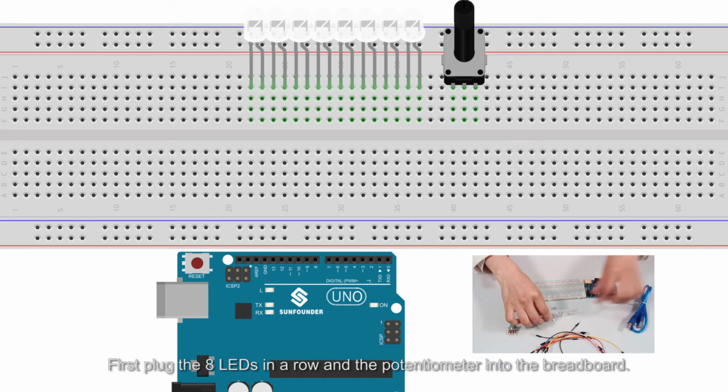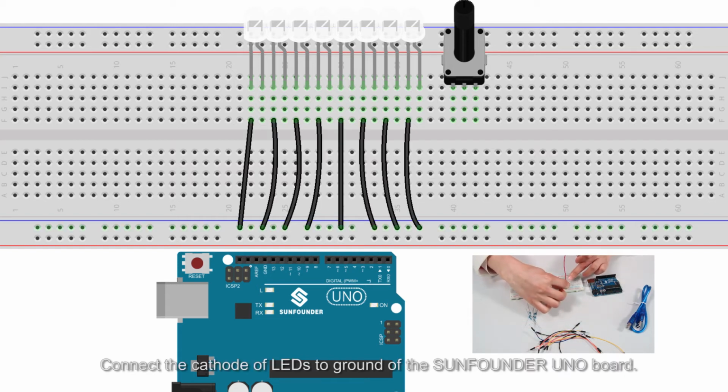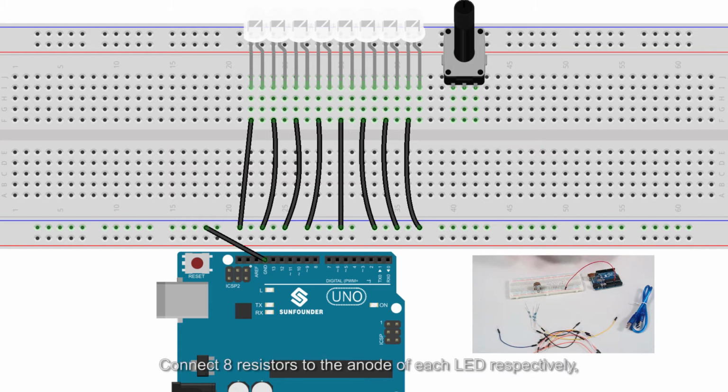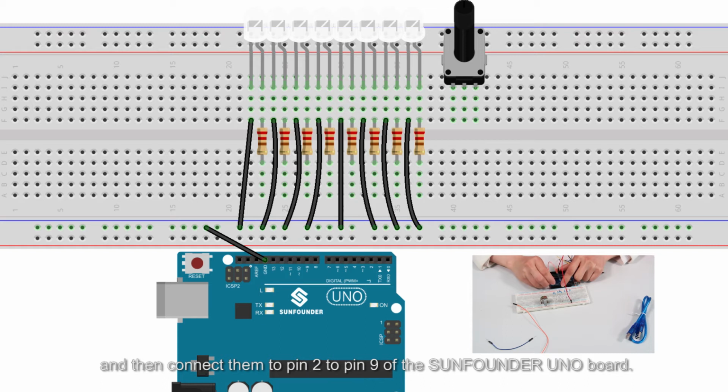First, plug the 8 LEDs in a row and the potentiometer into the breadboard. Connect the cathode of LEDs to ground of the SunFounder Arduino board. Connect 8 resistors to the anode of each LED respectively. And then connect them to pin 2 to pin 9 of the SunFounder Arduino board.